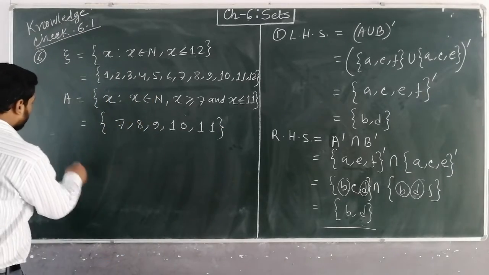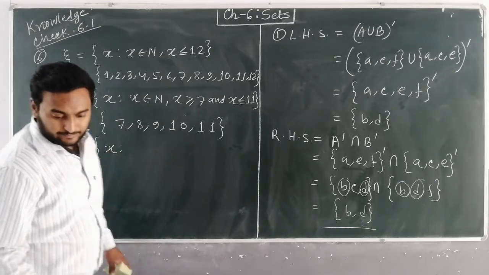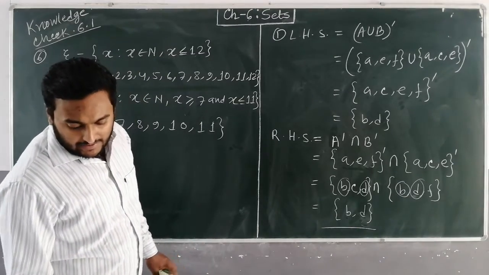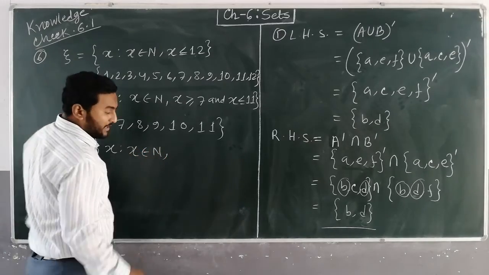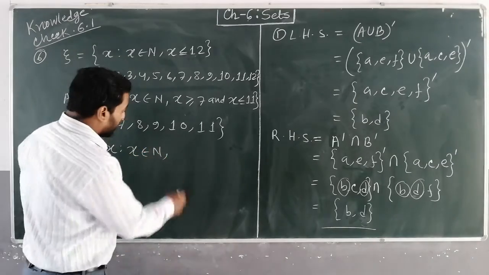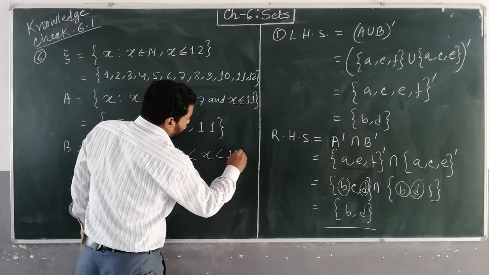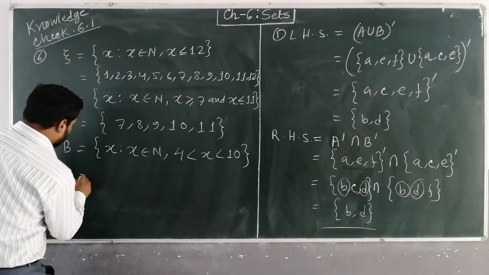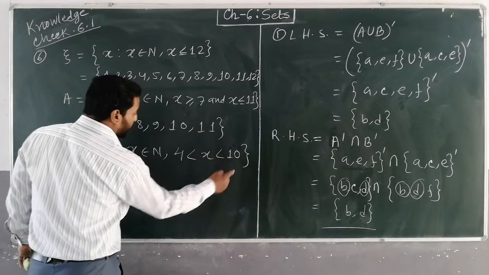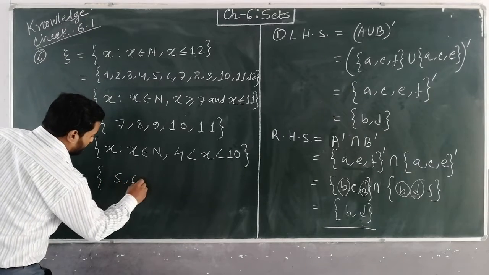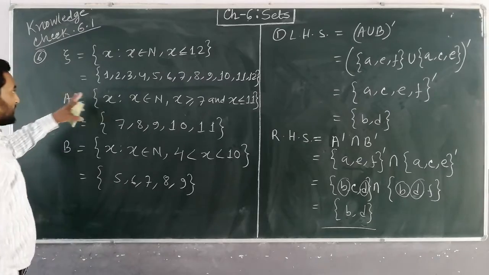Now the set B. B is given as x such that x belongs to natural number and x is between 4 and 10. Here the equal sign is not there, so 4 and 10 will not be considered. So the elements will be 5, 6, 7, 8 and 9. So these are the sets.